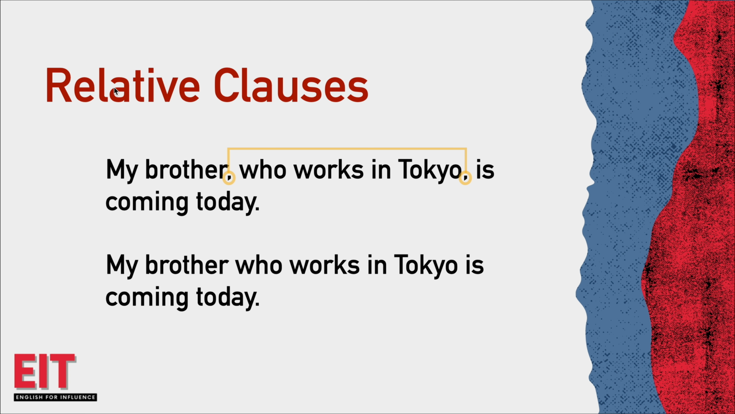But with the second one, there are no commas. Why? Because maybe I have three other brothers and I needed to identify which brother I'm talking about. Like, I'm talking about my brother who works in Tokyo, not the one working in Beijing. Just an example.